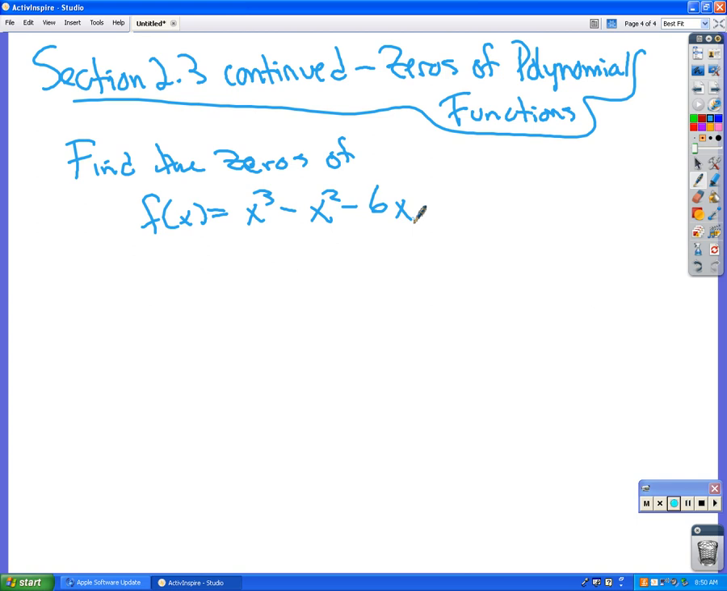So there are two different ways that you can do this. One way, which I'm sure will be your favorite way, is you can do it algebraically. So you take the function and set it equal to 0, and then you solve it. So what do you think I need to do to solve that? Quadratic formula? I can't use the quadratic formula because that's a cubic.